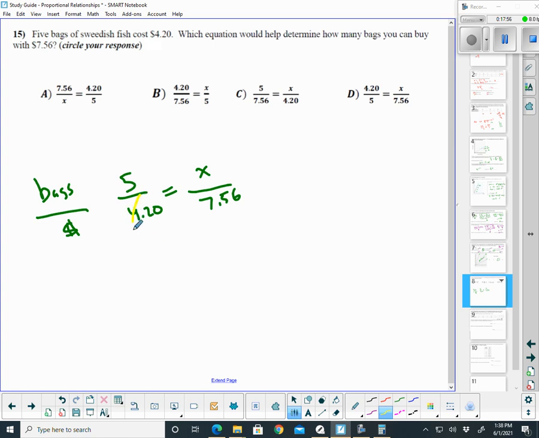So we want 420 times x and 5 times 756 in our cross products. So does this have 420 times x? Yep. Does this have 5 times 756? Yep. This looks like our answer. Let's see if this one has 420 times x. No. 420 times x? No. 420 times x? No. So only answer A makes sense.